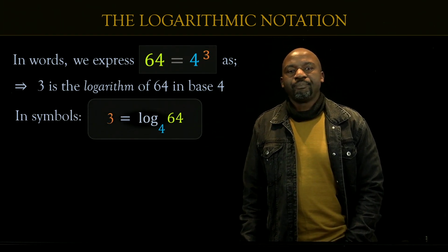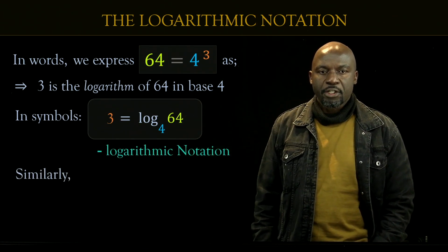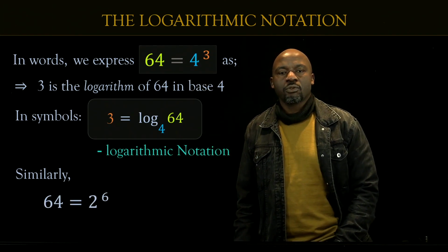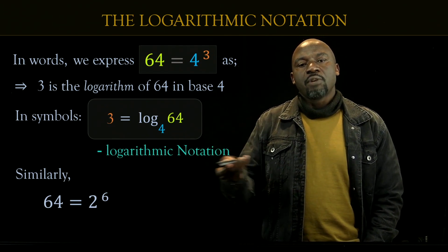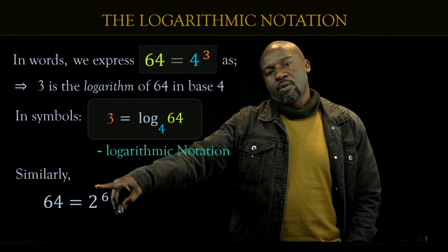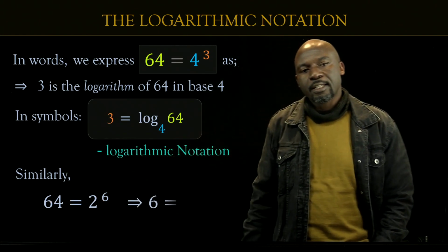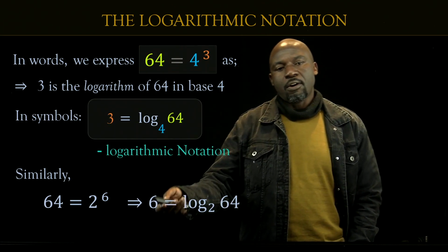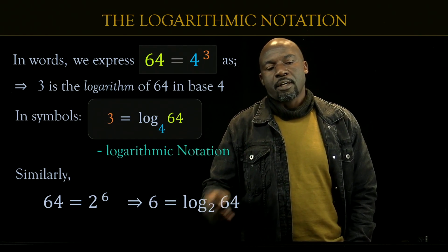So in the same way, this is what we refer to as the logarithmic notation. But in a similar way, remember that 64 could also be expressed as 2 to the power of 6, and that is called the exponential notation. So if we wanted to write this in logarithmic notation, we would say 6 equals the logarithm of 64 when the base is 2. So 6 is log of 64 when the base is 2. You can also say log to base 2 of 64 or log of 64 to base 2.